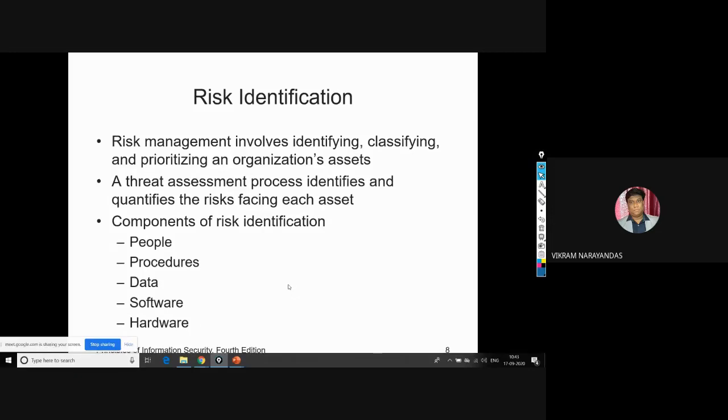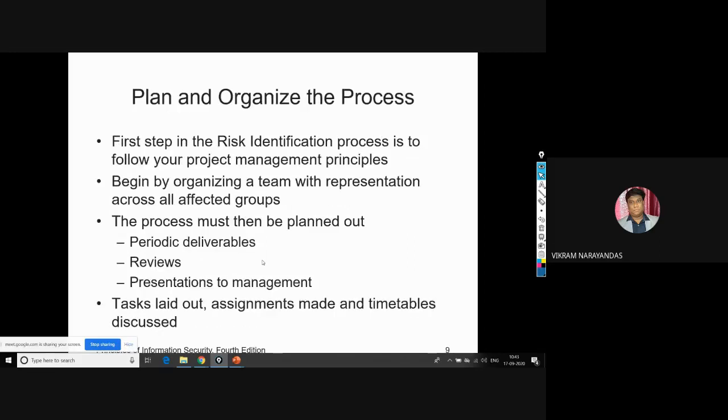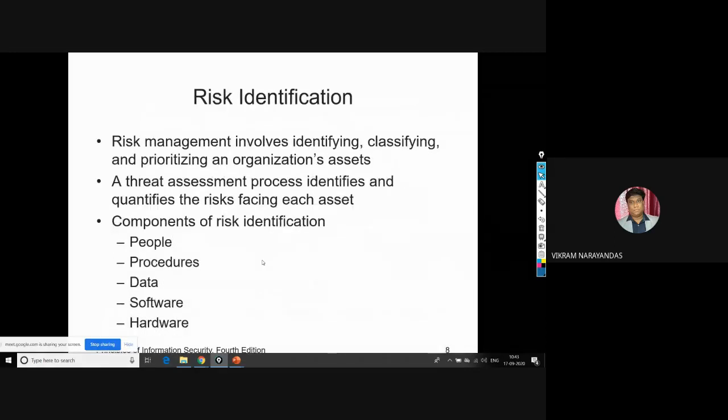So what are the components of risk identification? Risk management involves identifying, classifying, and prioritizing organization assets. A threat assessment process generally identifies and quantifies the risk facing each asset. I have different components for risk identification: it may be people, procedures, data, software, or hardware.